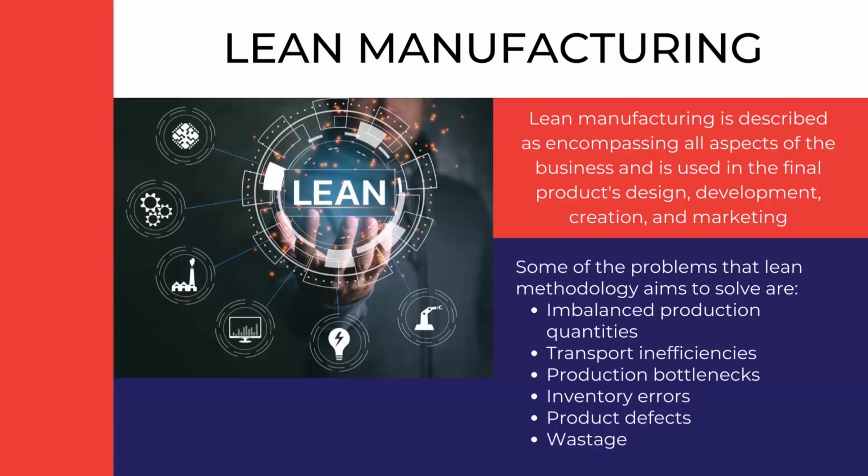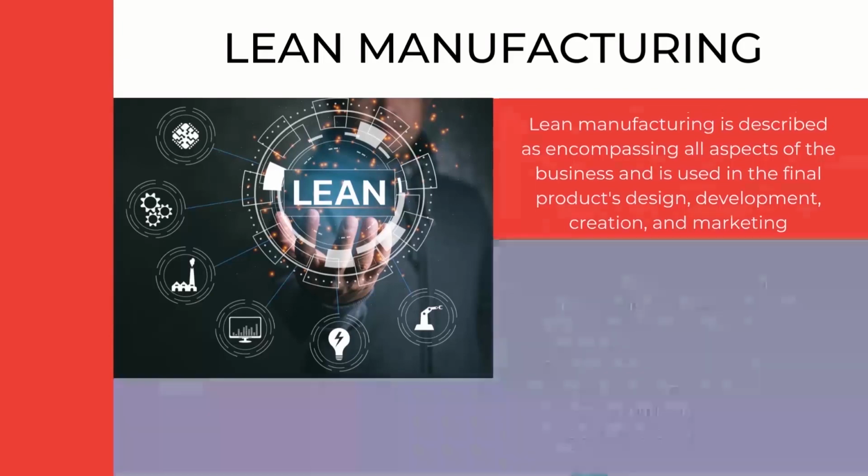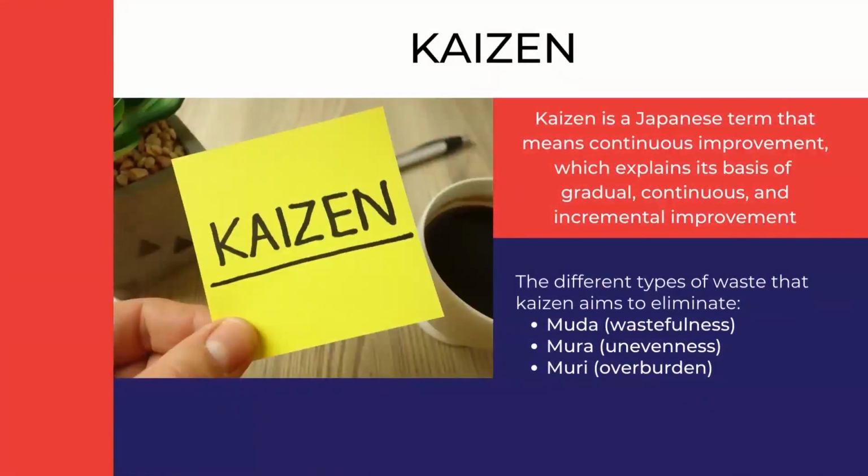Lean manufacturing maximizes all processes that add value and eliminates every step that does not. It's a practice of extreme corporate weight loss that's had far-reaching consequences for virtually every modern industry, not just manufacturing. Fourth approach is Kaizen. Kaizen is a Japanese term that means continuous improvement, which explains its basis of gradual, continuous, and incremental improvement. It signifies change, which translates to Kai for the better, which translates to Zen in Japanese. Hence, it embodies the concept of continuous improvement through continuous, gradual, and incremental changes.